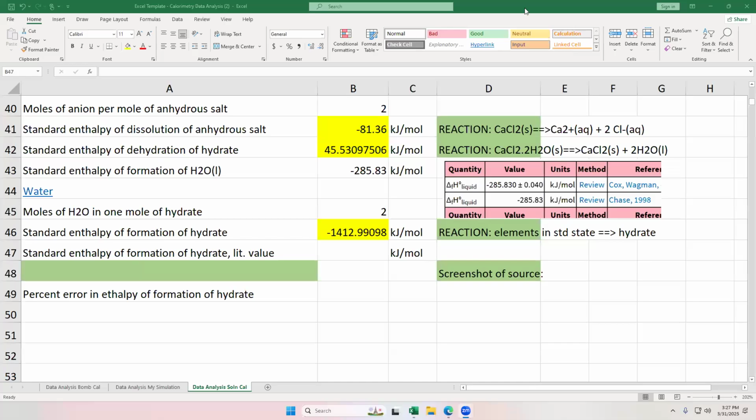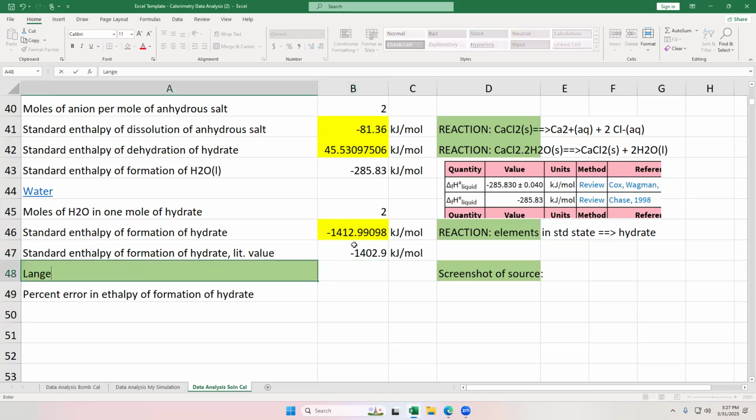All right, so the number from Lange's handbook is negative 1402.9. Okay, so this is Lange's handbook, 14th edition. What page number is that? I thought it was 6 H2O. That's hexahydrate. We want the dihydrate. Page 6.74.